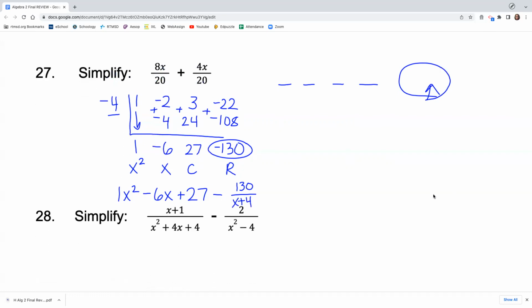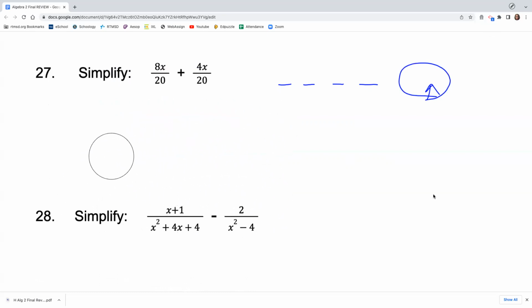Simplifying fractions requires you to have like denominators. 27 is good because both of the denominators are 20. So because they're both 20, I know my answer denominator is a 20. We take the numerators and add them. 8x plus 4x is 12x.